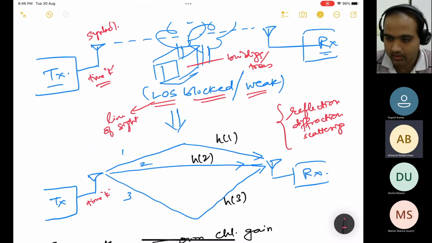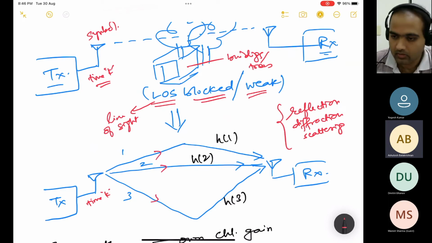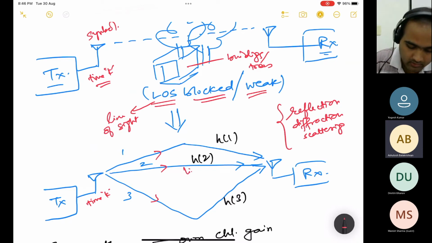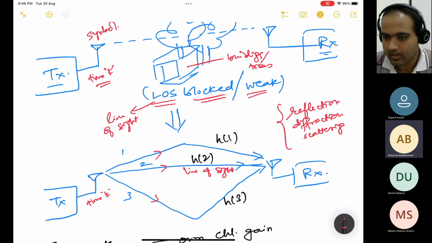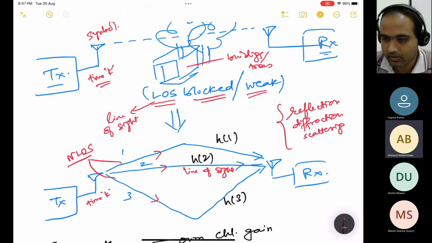So what happens is that the same symbol travels via multiple paths to reach the receiver, right? Earlier we were assuming that there is only a single path, a line of sight communication. A line of sight communication is a direct path between the transmitter and receiver, and the other paths are non-line of sight, NLOS, between the transmitter and receiver.